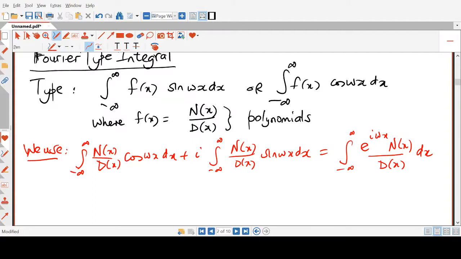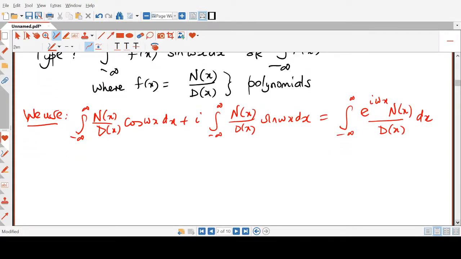And then, at the end of the day, if you want to solve a problem with the cosines, you just take the real part of that. If your question had a sine in it, you take the imaginary part of the answer you get. That's how you do it. You do the integral with the e to the i omega x and take the real and the imaginary parts separately.